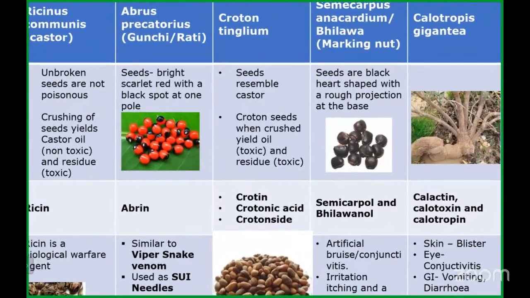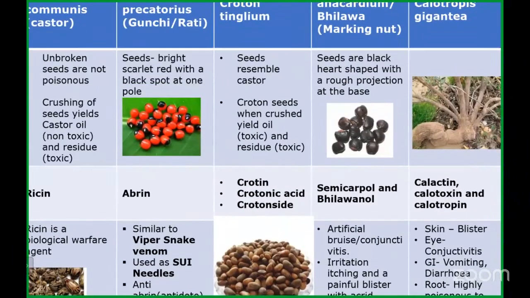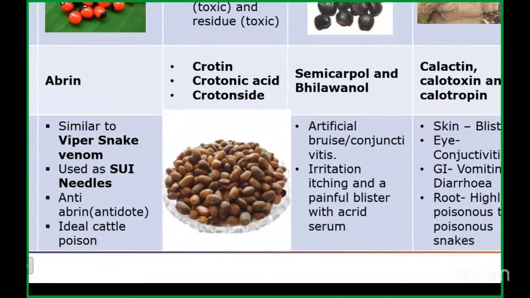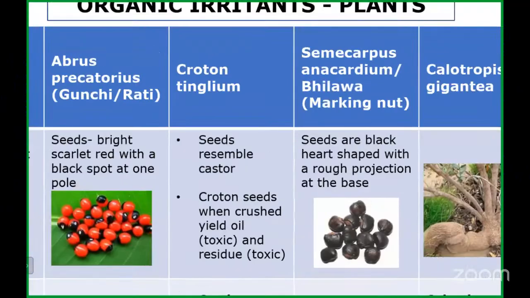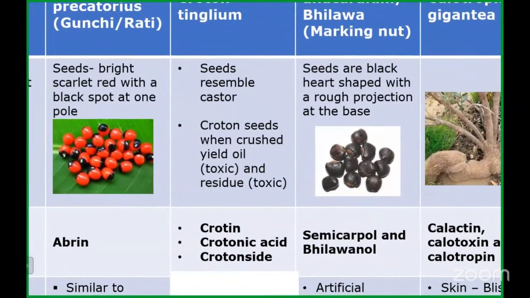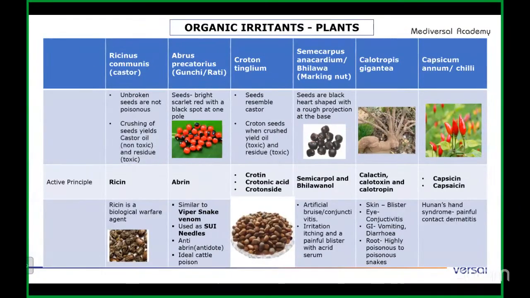Coming to croton, the seeds, remember, they'll resemble the castor. So castor seeds and these seeds, you can easily see they also resemble cockroaches, but these croton seeds, when they're crushed, they yield the oil, which is toxic, which is in contrast to what I said for castor. Castor oil is non-toxic. However, croton oil is toxic, and the active principle is croton or crotonic acid. Coming to Semecarpus or bhilawa, the active principle is semecarpol or bhilawanol, which is used as a marking nut.